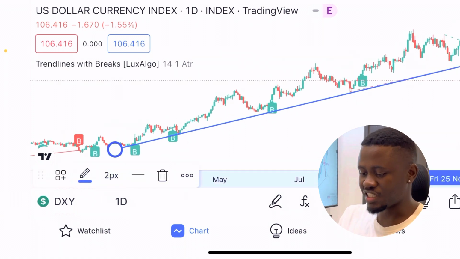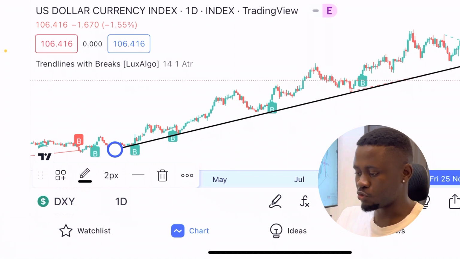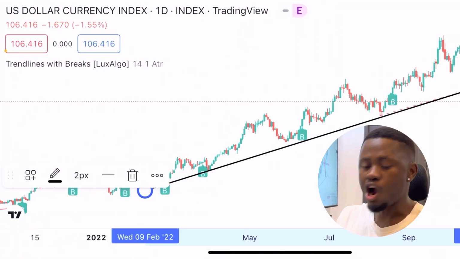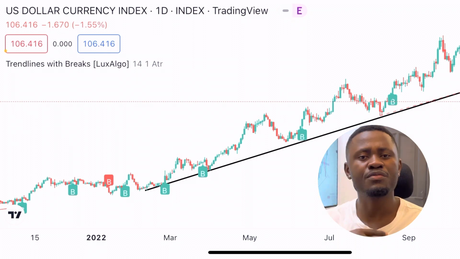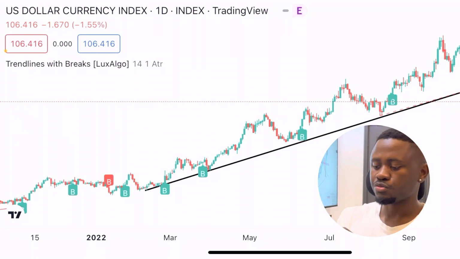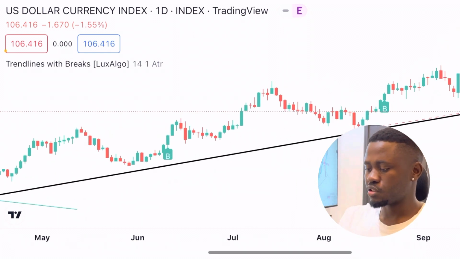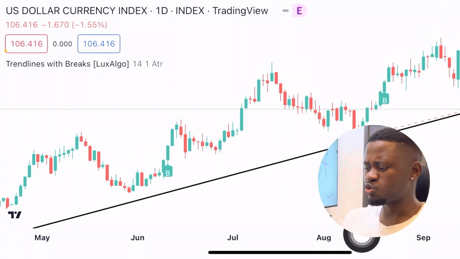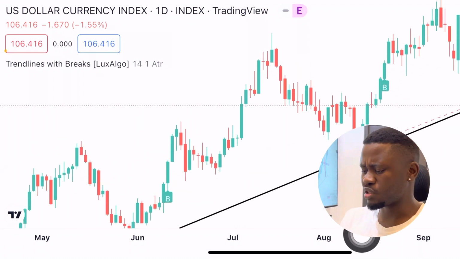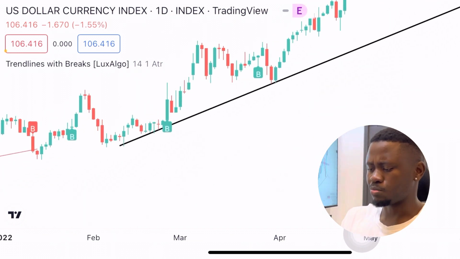So I'm going to make this color black, and I'm going to enlarge this, then tell you how I effectively use the trend line. As you can see, you can play around with TradingView, guys. You can just play around with it. So what do we have?